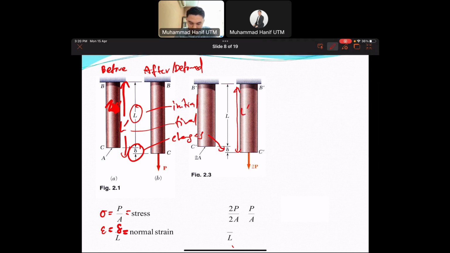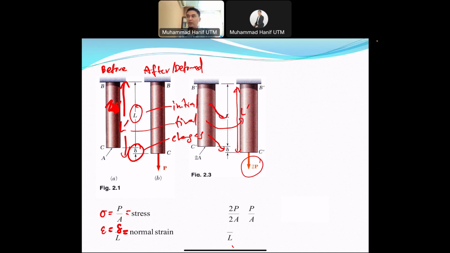So you have the final and initial, and for the second case, the difference is only the force. It will not affect the strain because we are not using the force to calculate the strain. So the affected one is only the sigma, and the area is also different. For epsilon, it remains the same as case number one.